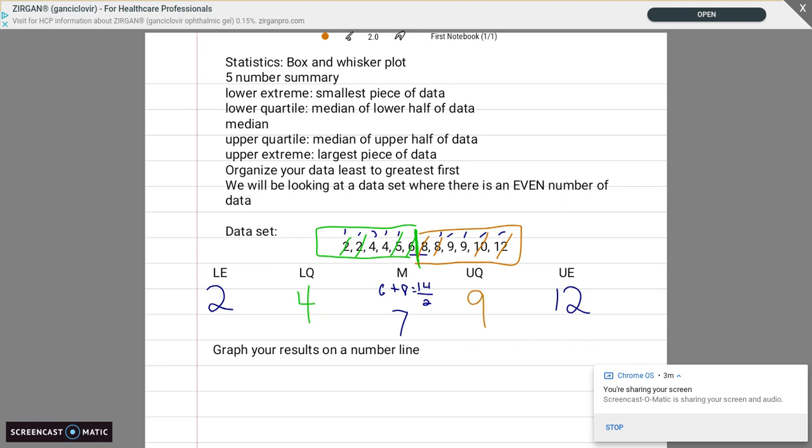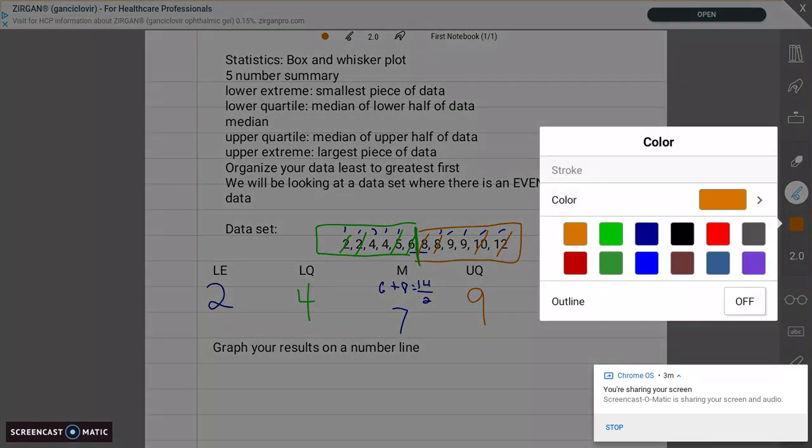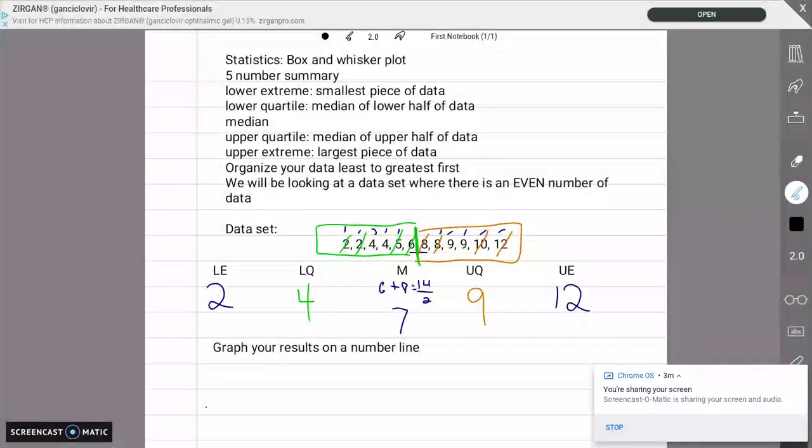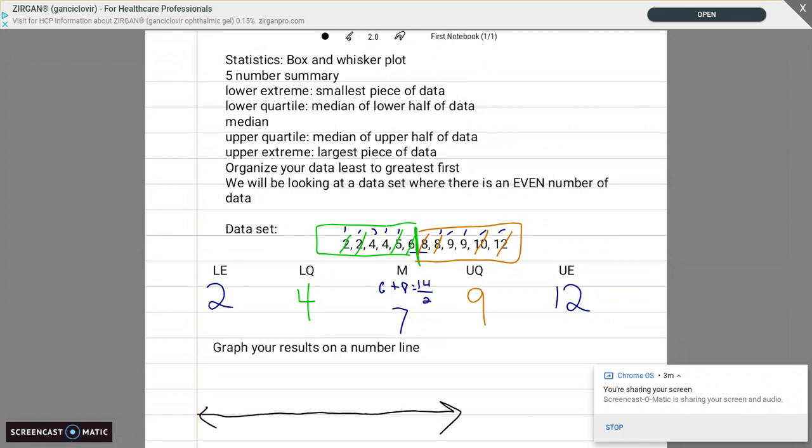Now I have my 5-number summary, and I'm going to switch to black and draw my number line. When it comes to drawing your number line, never, ever, ever just graph your numbers. You have to have consistent intervals on the bottom of your number line. So we're going to start and go by ones. 1, 2, 3, 4. I'm trying to make this as even as possible. 6, 7, 8, 9, 10, 11, 12, 13. And that's all I really need.